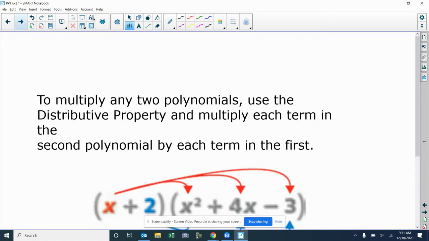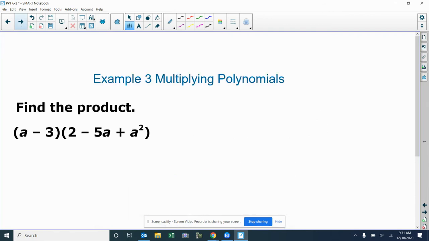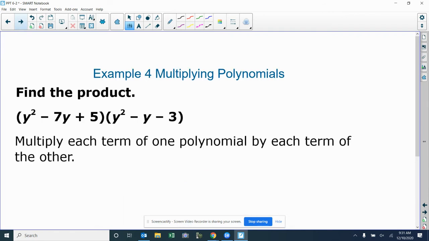Let's get right to distributing a binomial times a trinomial. I'm going to go past that, and we're going to go right to trinomial times trinomial. Let's see what we can do. You see why I said this is kind of foiling, but just bigger, isn't it? Foiling on steroids. Open it up and go.